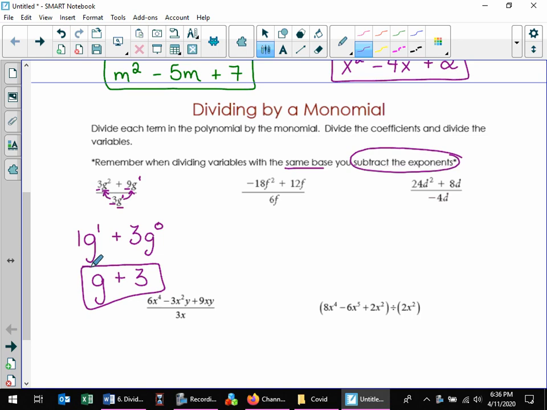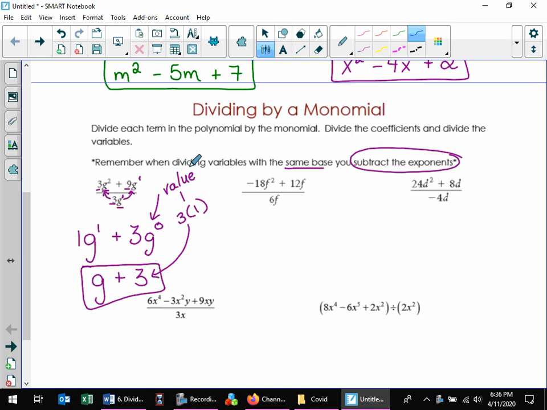I don't want to see the g to the exponent 0 because it has a value of 1. So 3 times 1 is the 3 here. That's not something that mathematicians do. It's not something that we write down a lot, but you just need to know that it has a value of 1.